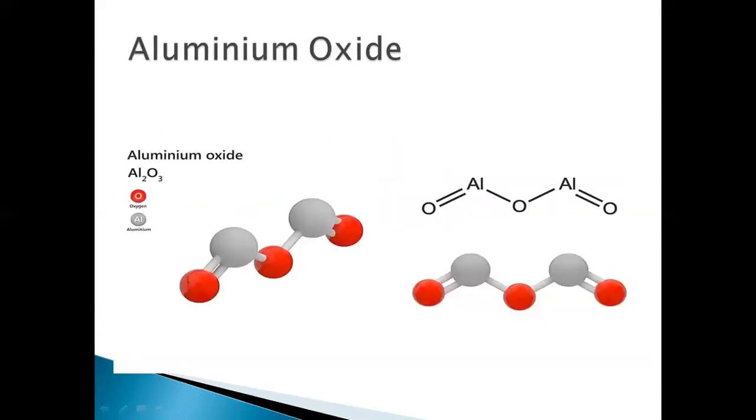So in aluminium oxide, we know the formula is Al2O3. There are two aluminium and three oxygen. As you can see in the structure, one aluminium on one side is forming a double bond with the oxygen, while on the other side it is forming a single bond with the oxygen. So this is the main structure of aluminium oxide, showing how aluminium is bonded with the oxygen atom. What is the particular arrangement of the elements?